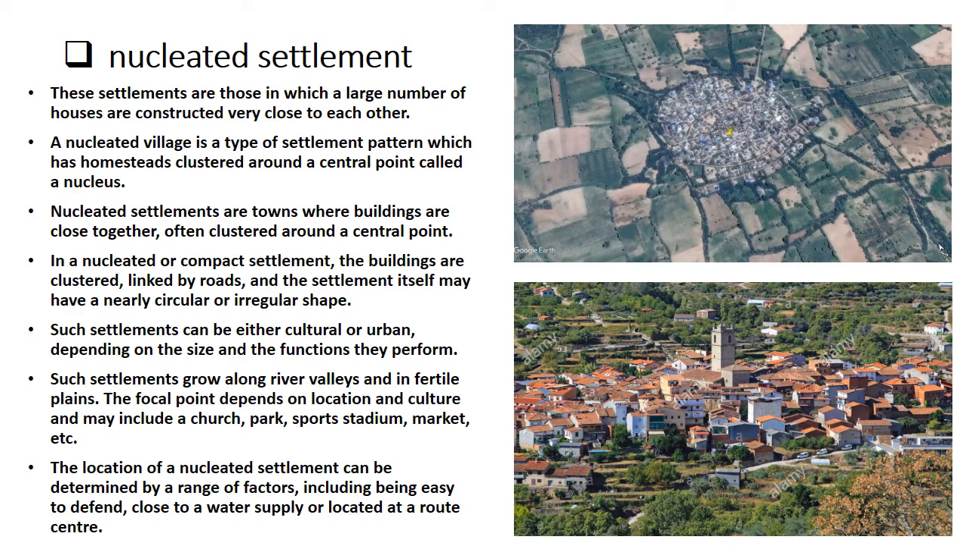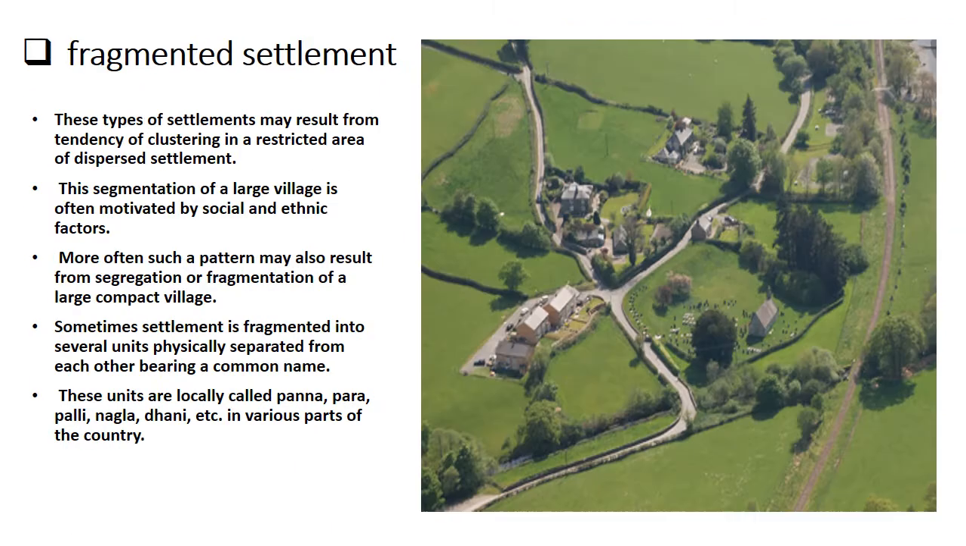The focal point depends on location and culture. It may be a church, it may be a park, it may be a stadium, it may be a market. Any type of center of attraction can be present. The location of a nucleated settlement can be determined by a range of factors: it can be easy to defend, close to water supply, located at the center. So, to save themselves from any type of problems, this type of settlement is usually seen.